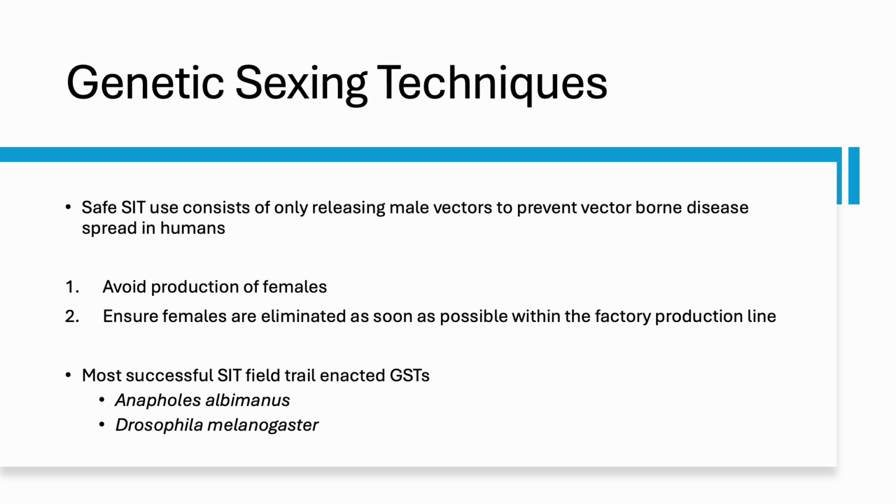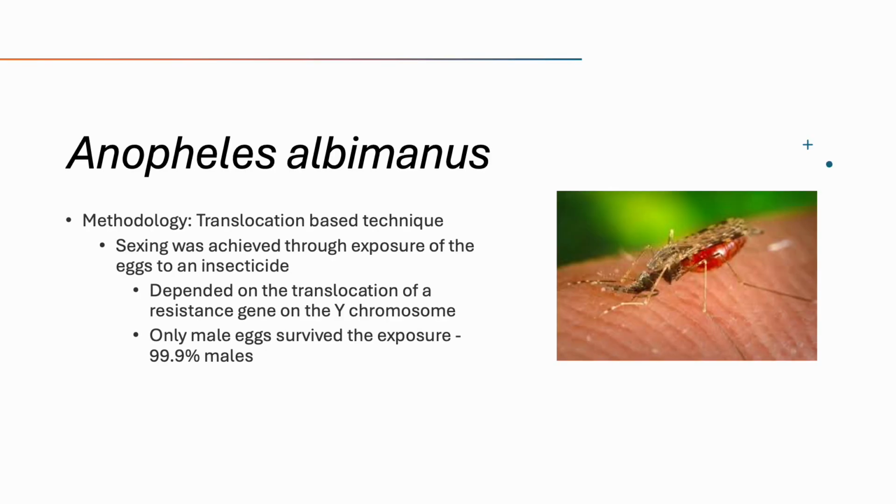This was seen in Anopheles albimanus and Drosophila melanogaster. A successful SIT trial was seen in Anopheles albimanus, which underwent translocation-based techniques. Sexing in this species was achieved through the exposure of the eggs to an insecticide. The insecticide depended on the translocation of the resistant gene propoxur onto the Y chromosome. Therefore, it depended on the presence of the Y chromosome seen only in males, making only male eggs survive the exposure, and the outcome consisted of the population being 99.9% males.